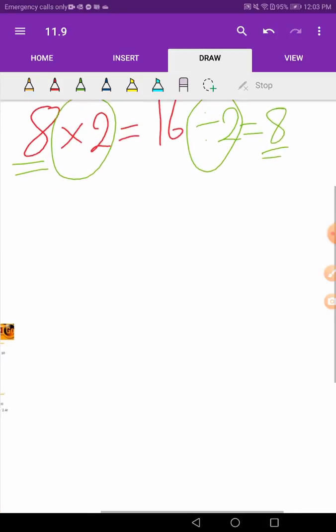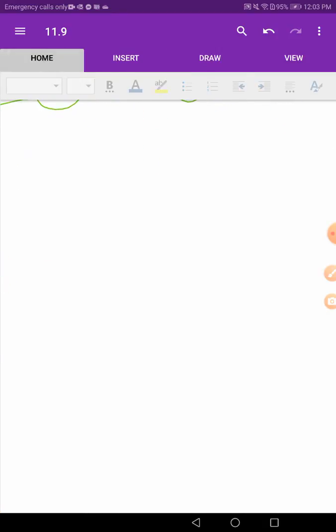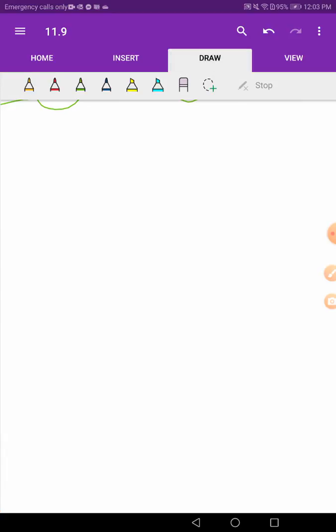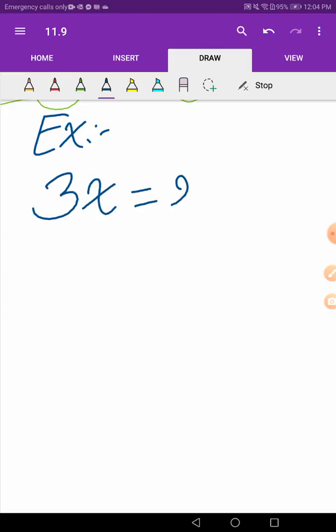Let's take an example of how to solve a multiplication equation. For example, if you have 3x equals 21. Now you are asking yourself, where is the operation? But remember, multiplication is the basic or the default operation in algebra, which means when I have 3x, it basically means 3 times x.